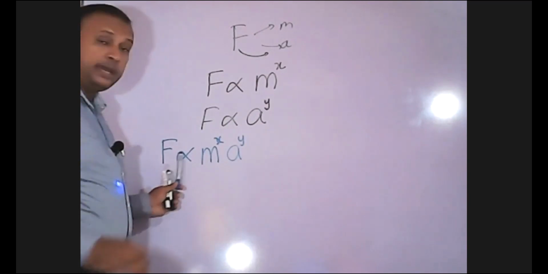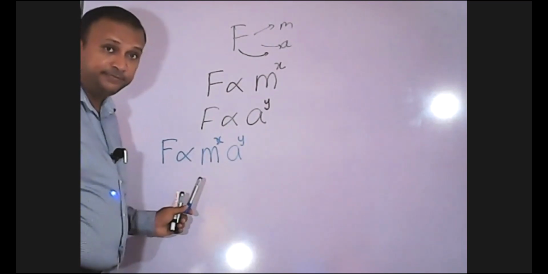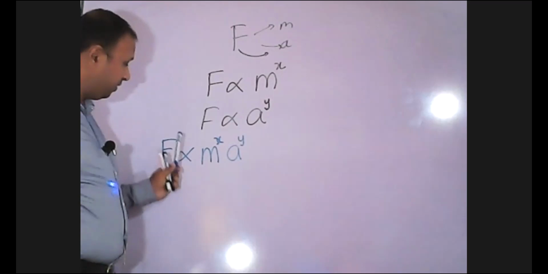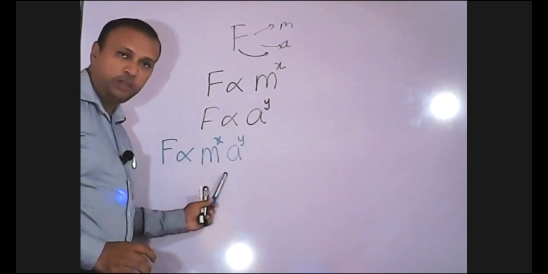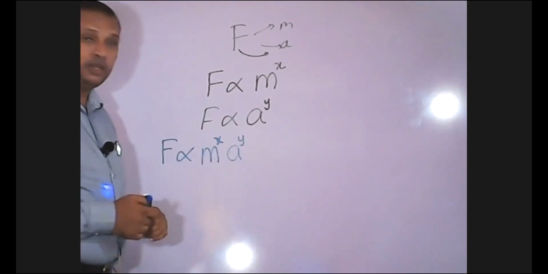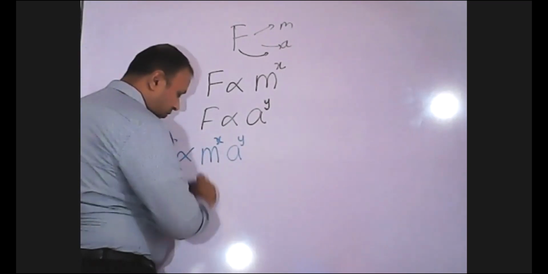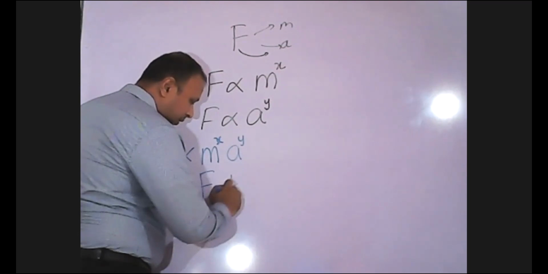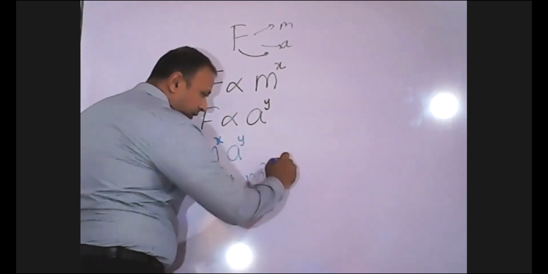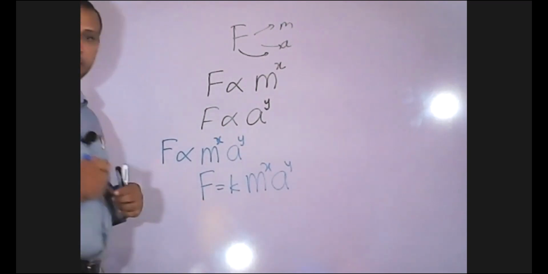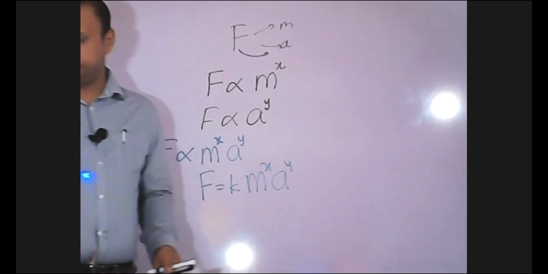So after this step, we can convert this relationship into an equation. So F should be equal to constant into M to the power x, A to the power y. Okay.